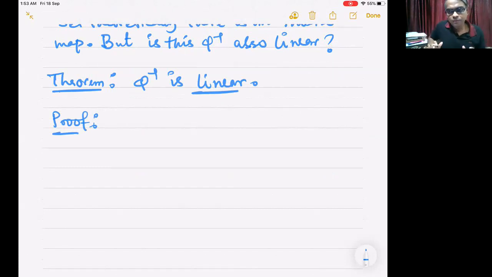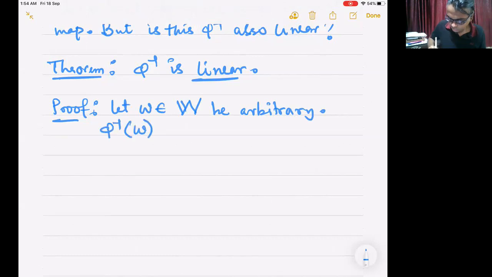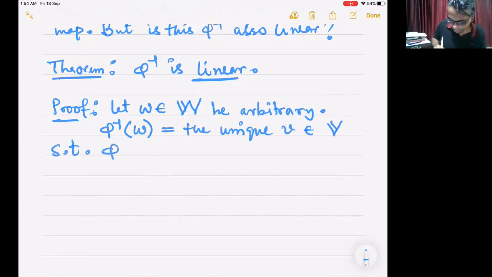Okay, so you know what the definition of phi inverse is. Pick an arbitrary W in capital W. Phi inverse of W is defined to be that unique V for which phi V is equal to W. Let me write this down. Let W in capital W be arbitrary. Phi inverse W is equal to the unique V in V such that phi V is equal to W.